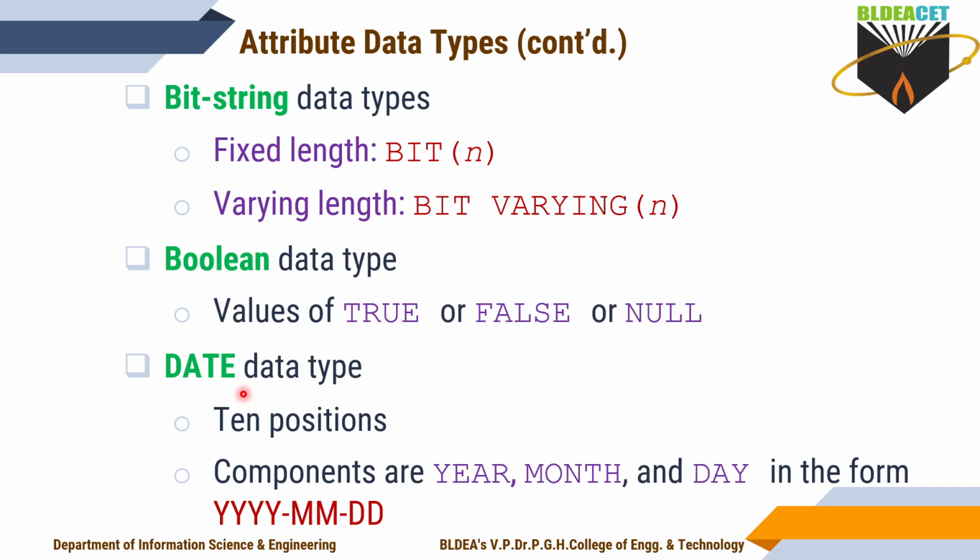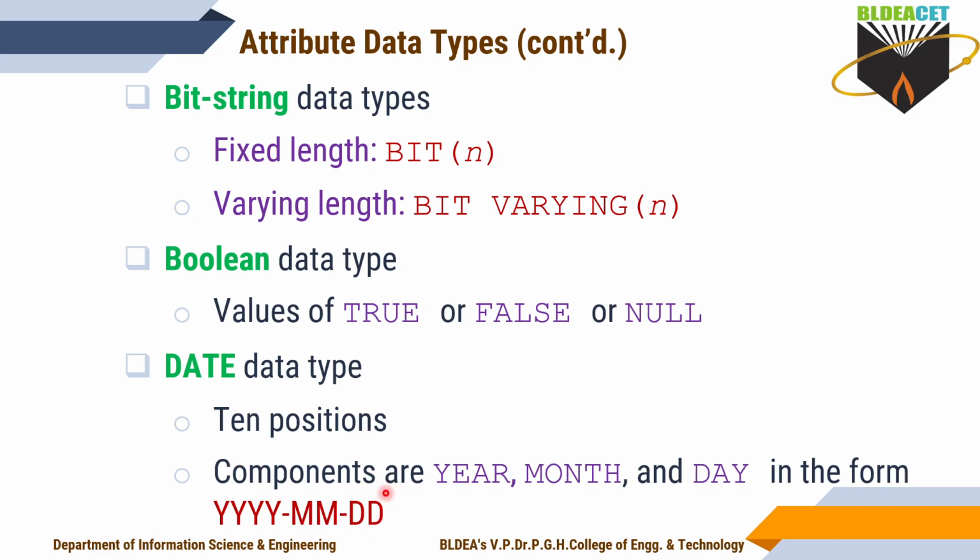If an attribute holds date values, what data type can you take for that? Date. Date is the data type for date. If you want to specify the attribute value in the form of a date, then this data type is used. There are 10 positions in the data type. Those 10 positions are what? YYYY, four digits for the year, two digits for the month, and the next two for the day.